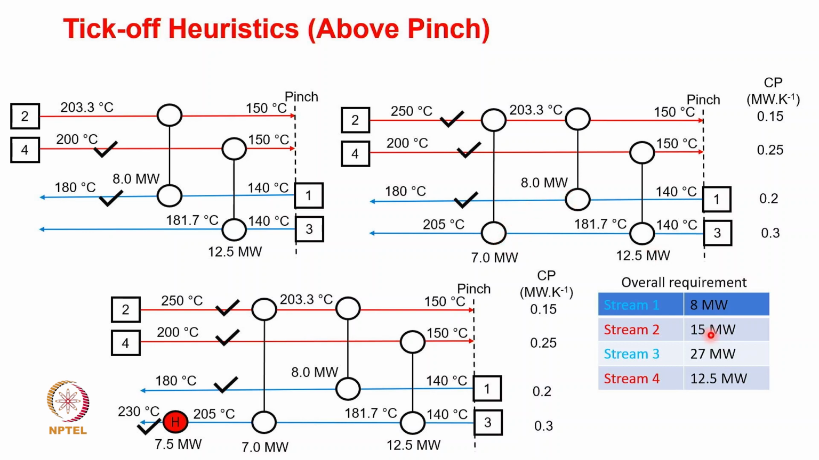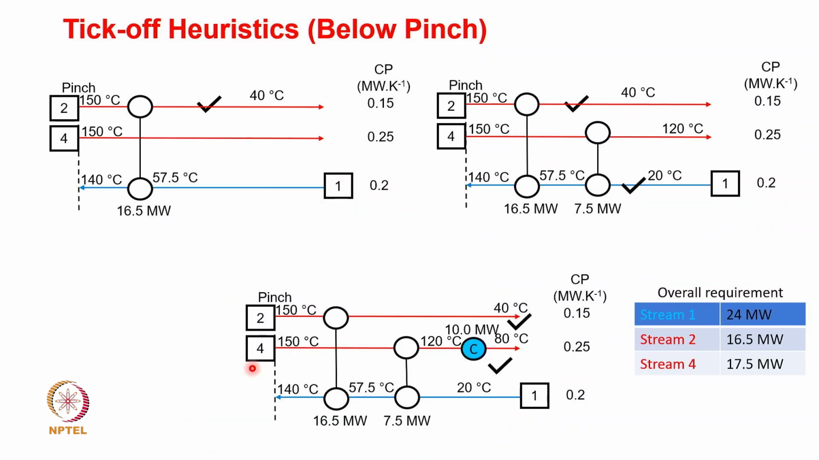So, it is 15. If you take out the 8 out of it, it would be 7, but stream 3 requires 27 megawatt. So, 12.5 plus 7 can only give 19.5. So, you need to put additional 7.5 by means of a hot stream. In the similar way, this is the sequence in which we operate.